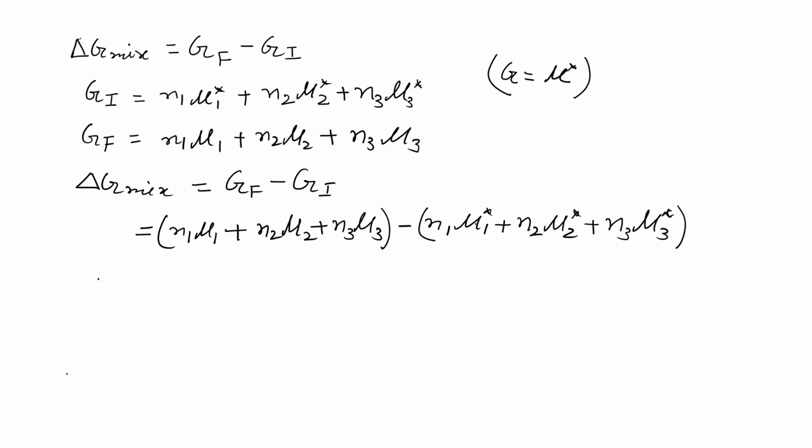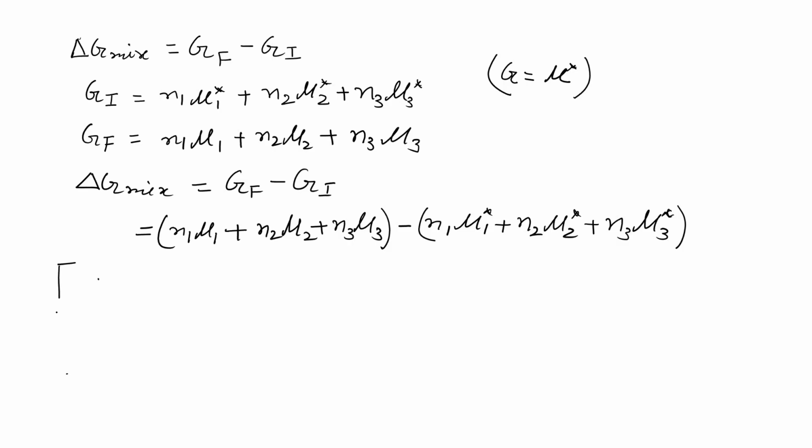Okay, this mu1 star is the chemical potential of 1 mole of ideal gas 1 in the pure state, at that temperature and pressure, T and P. Right. Now, here one thing we have to understand.